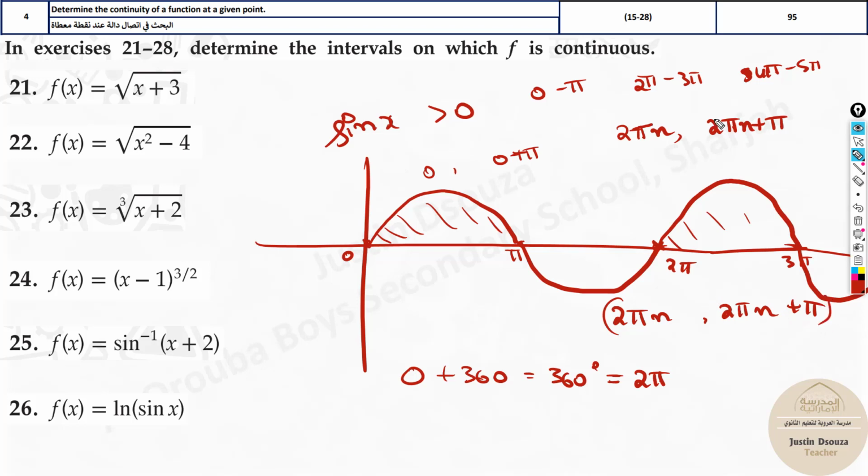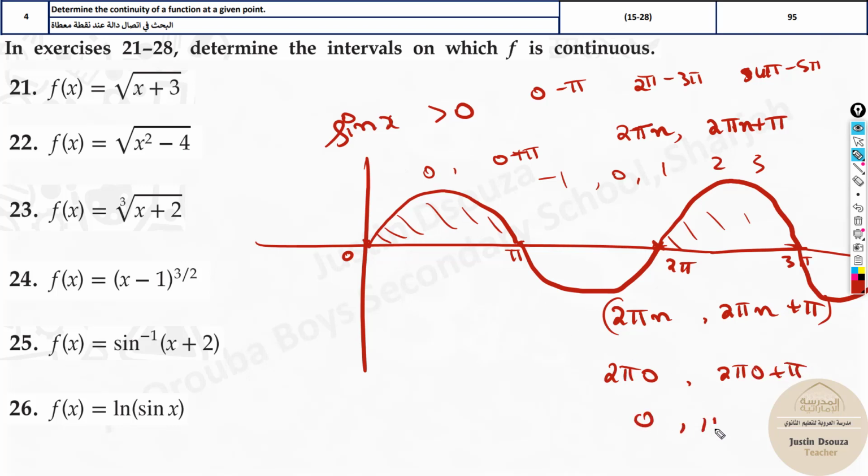What does that mean? This means that n is any integer. Integer, why? Because integers are whole numbers like minus 1, 0, all negative and positive numbers, right? 1, 2, 3. Now imagine if I tell n is an integer, then I'll just erase this. If I use any value, say I use n as 0, then what am I going to get over here? n is 0, so it will be 2 pi times 0, comma 2 pi times 0 plus pi. So the interval would be 0 to pi. Yes, that's correct.